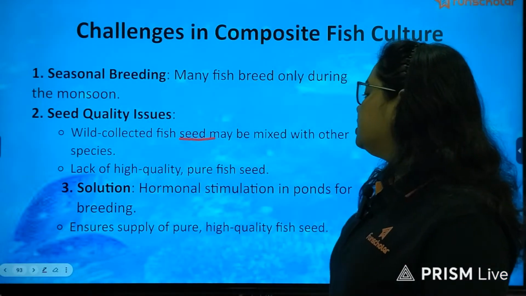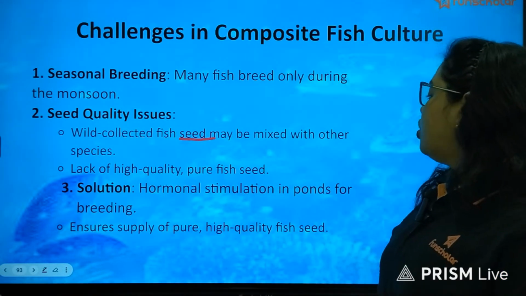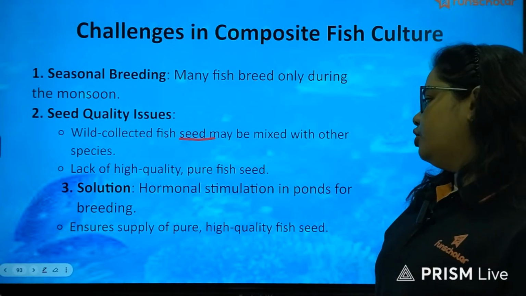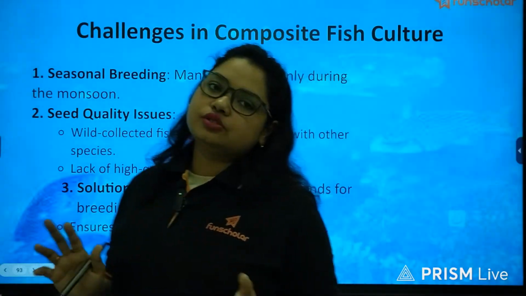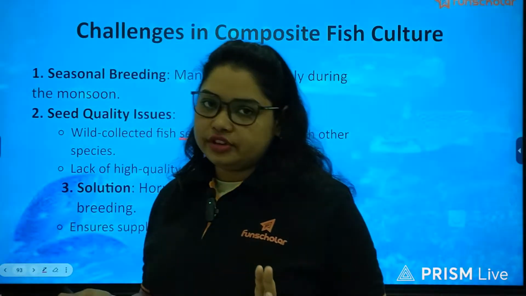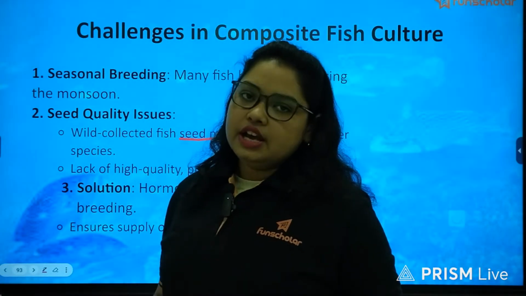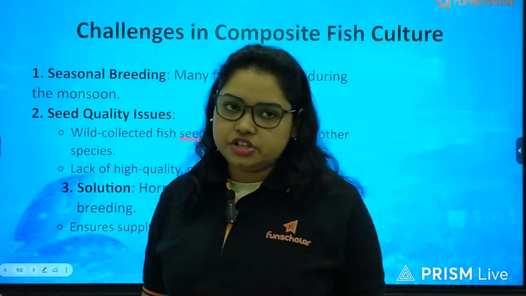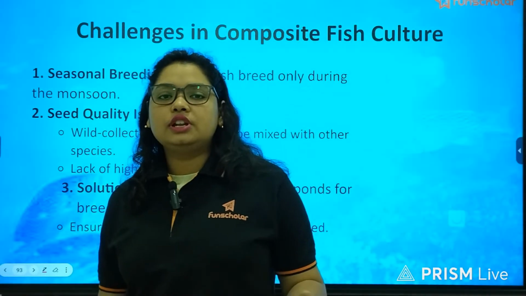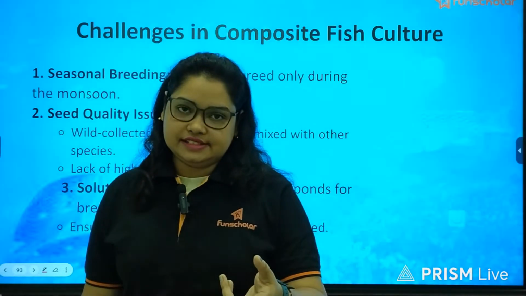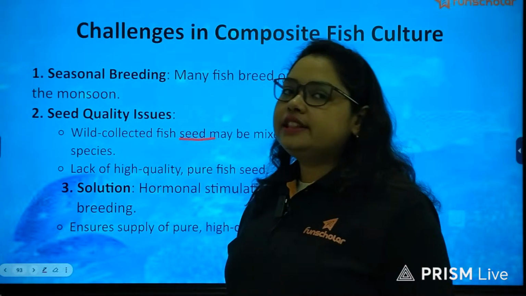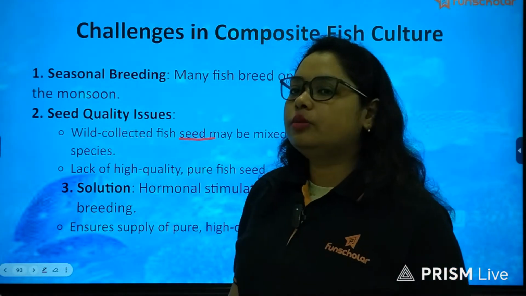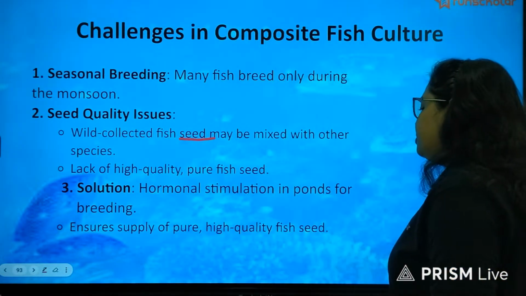What is the solution then? The solution here is hormonal stimulation in ponds for breeding. That means the breeding season also differs, just like the layers differ for different species. By giving hormonal stimulation, we can actually manipulate the breeding season so that they breed at different times of the year, and in that manner the pure quality of the eggs and the seed will be maintained.